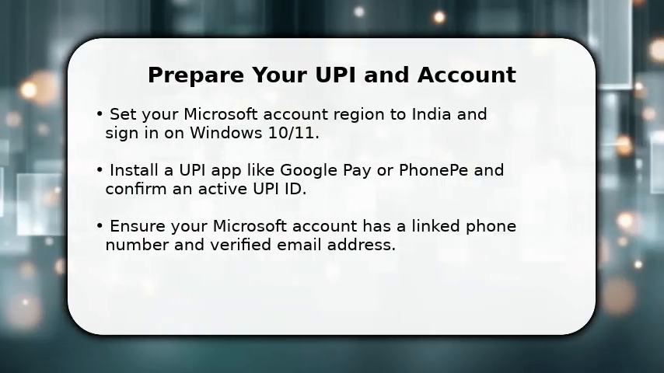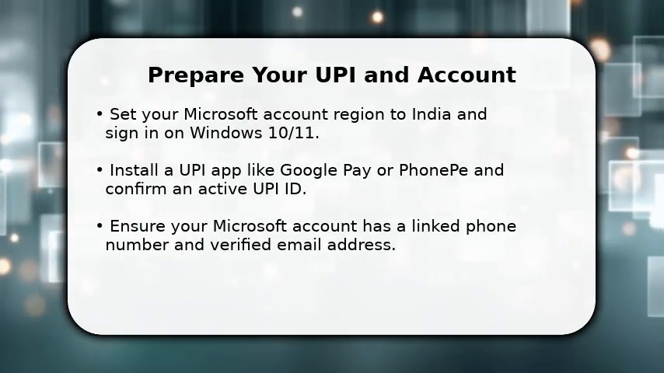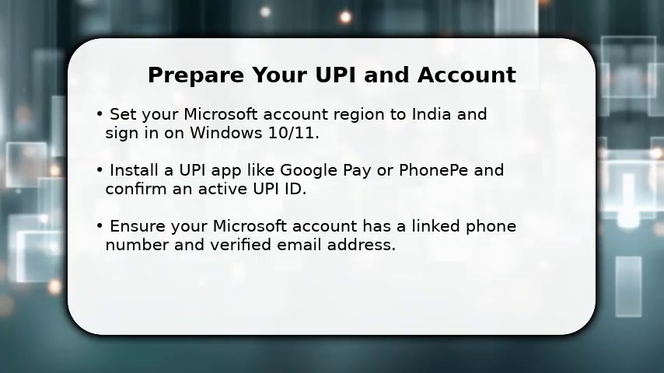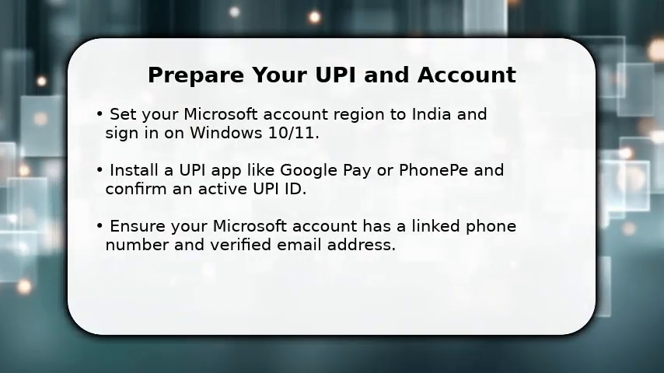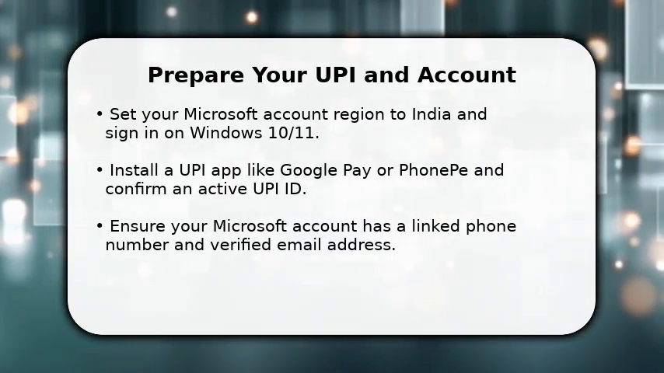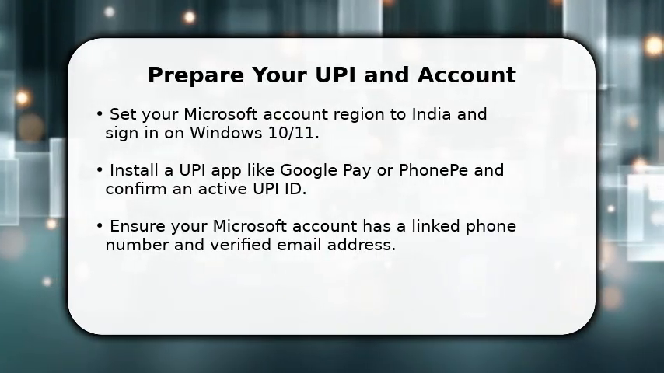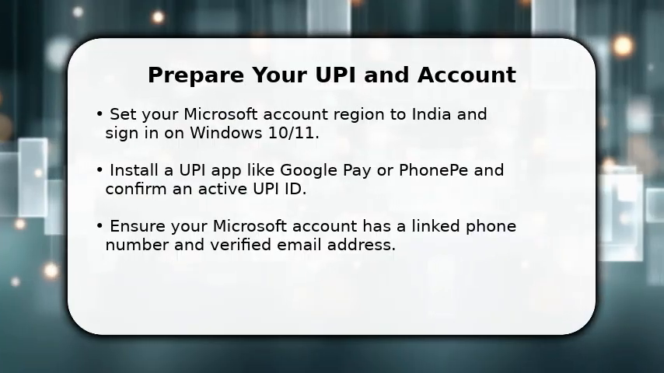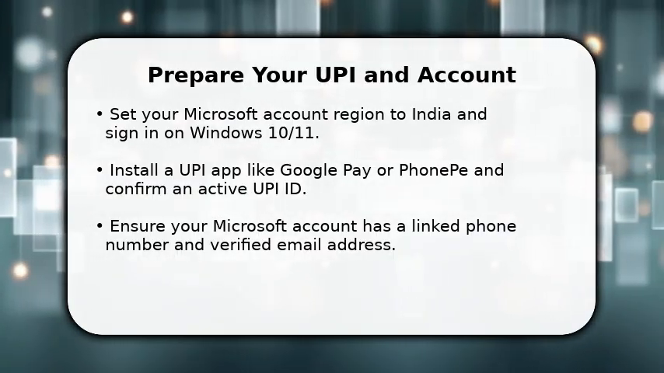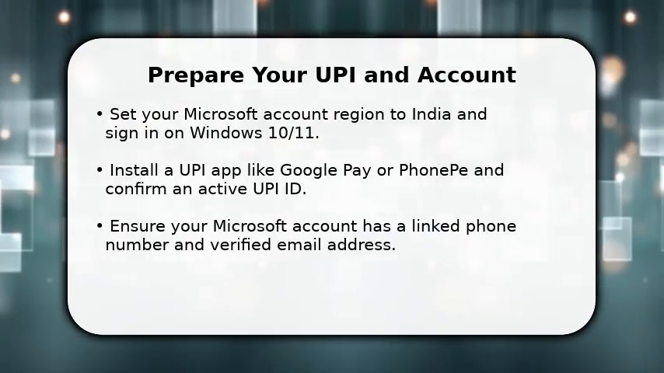Start by preparing your Microsoft account and UPI app. Sign into the Microsoft Store using your Microsoft account. Set the account region to India inside account settings on the web. Install a UPI app such as Google Pay or Phone Pay on your phone. Confirm you have an active UPI ID and linked bank account in that app. Also verify your Microsoft account phone number and email for payment confirmation.